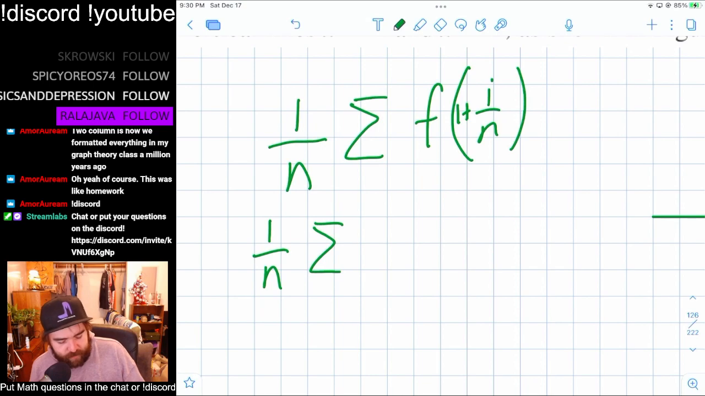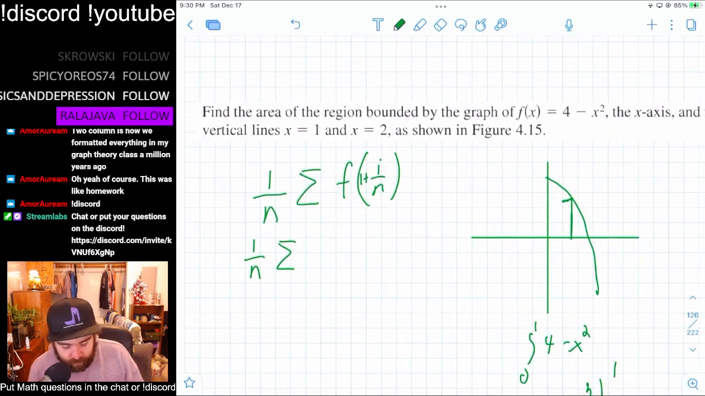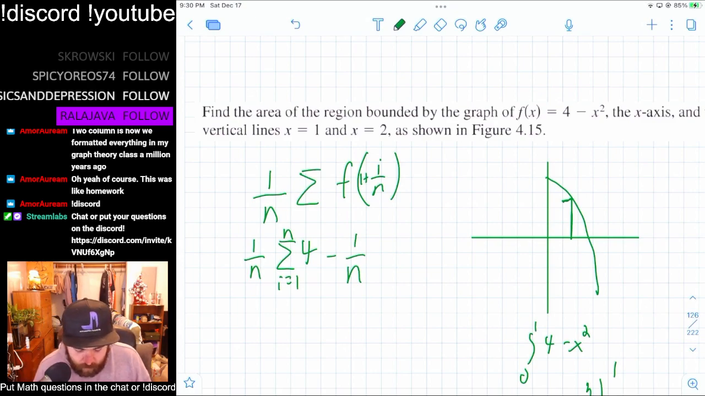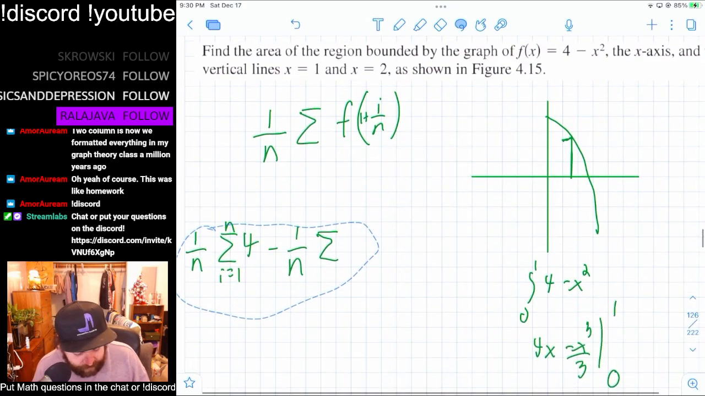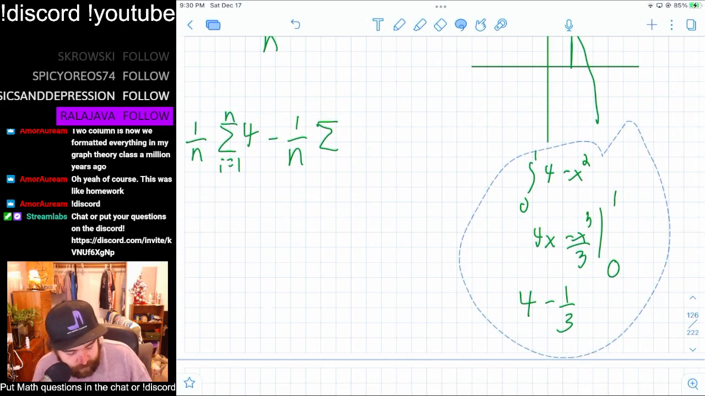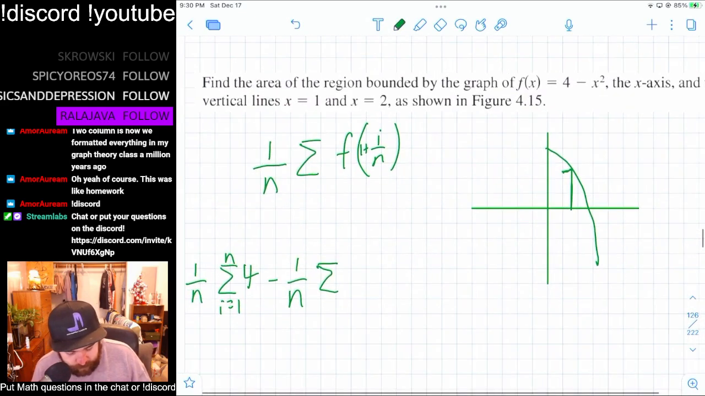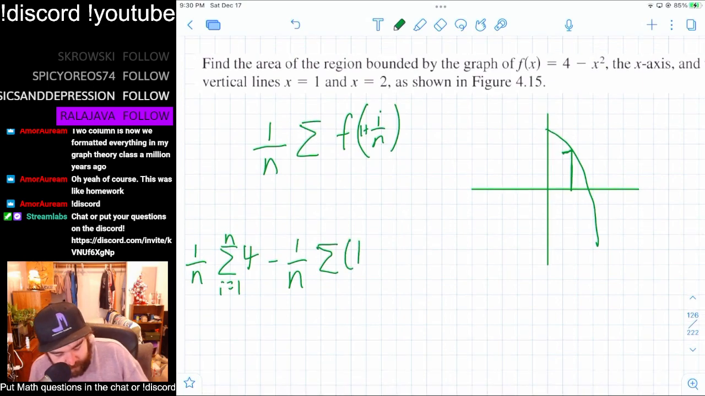So this is 1 over n sigma. Oh, it's still annoying. It's still the 4. It's still sigma 4 from i equals 1 to n. And then minus, still bring over the 1 over n. But this is the sigma of 1 plus i over n squared. Oh gosh, this is tedious. This is why integrals are so nice. This is so much easier if we did this as an integral. So I guess I should write it out first. 1 plus i over n squared.